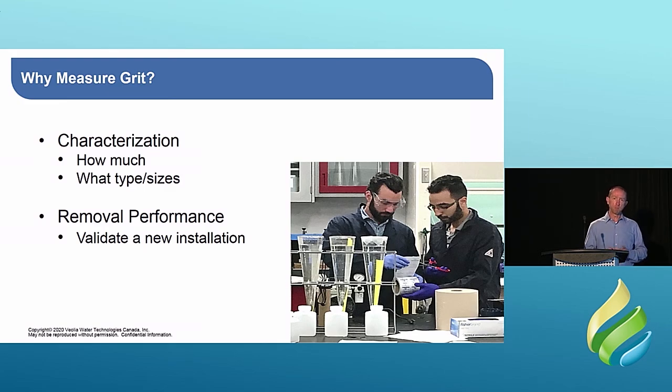The other reason, and probably this is the more common reason, is to measure removal performance. So for example, you've done an upgrade, you've put in a new grit removal process at your plant. Does it meet guarantee? How well is it working? Does it do what the manufacturer said it would? So validating performance, that's probably the most common reason why people would do a grit measurement study.